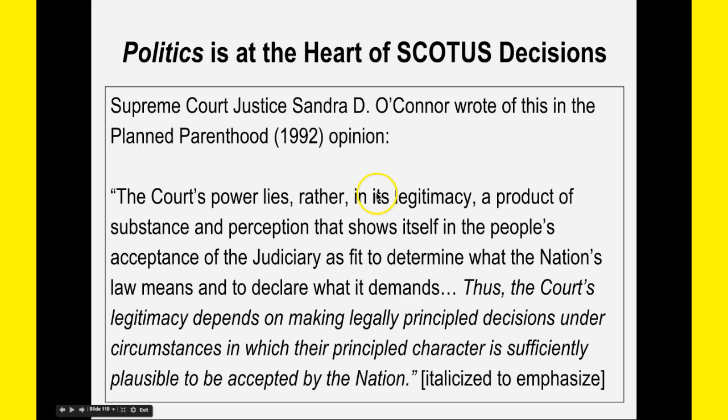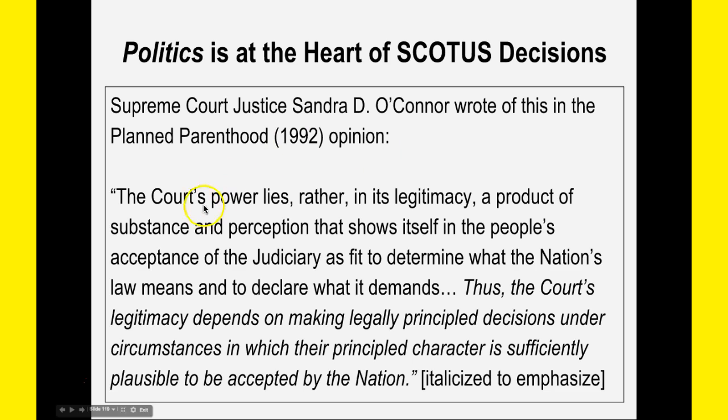This is a part of Justice Sandra Day O'Connor's opinion in the Planned Parenthood versus Casey decision of 1992. And this dealt with abortion, the ability of states to restrict abortion access. Pay attention to the italicized portion. And I italicized it to emphasize something.